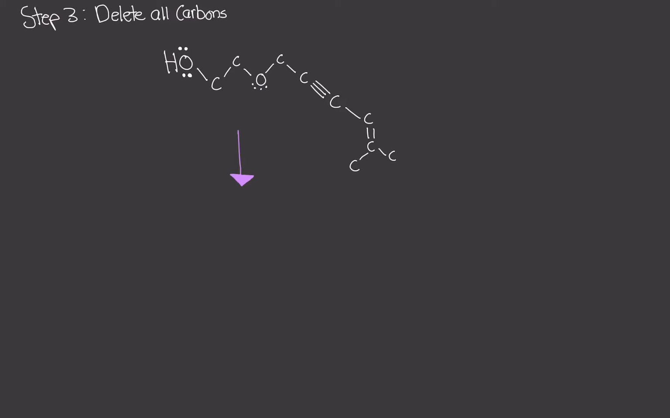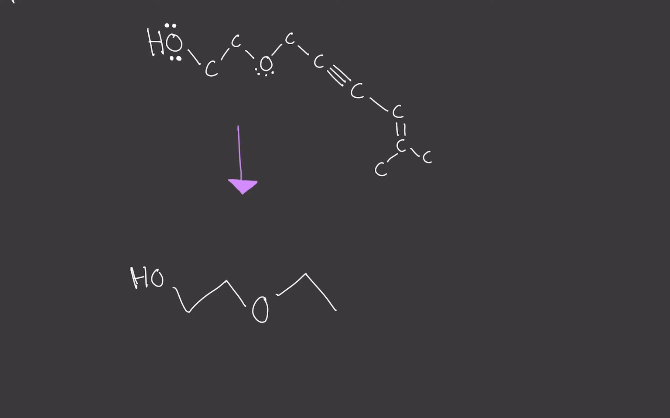Now we have to delete all the carbons. This is the last step. Delete all the carbons. So let's do that. We got 1, 2, and this is oxygen. Like that. And now we're at the triple bond. Let's number it. This is carbon number 1, 2, 3, 4. So we're at the triple bond now. So what do we do?